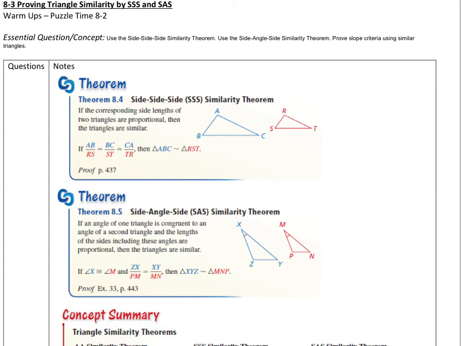Hey everybody, it's Mr. N here, and we're going to do the next lesson. On this one, we're going to talk about side-side-side similarity and side-angle-side similarity theorems.